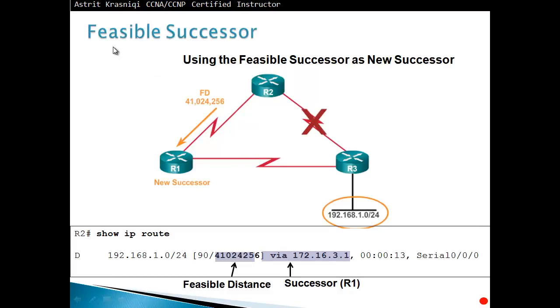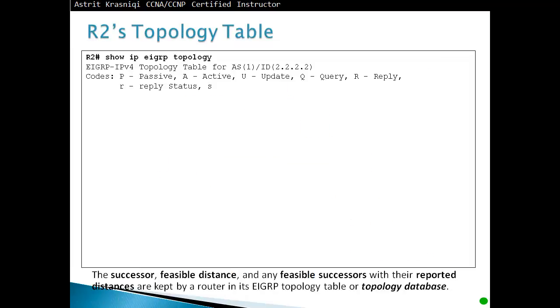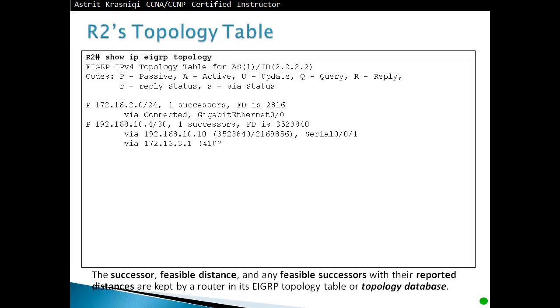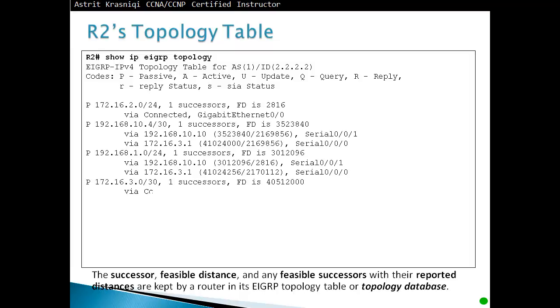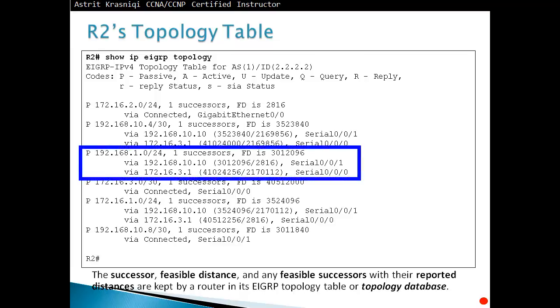So that's when we use the feasible successor as a new successor. If we lose that network, we will right away switch to the next router, which was our feasible successor. And then if we show IP route, we have a new metric. Now R2's topology table. If we do show IP EIGRP topology, here we can see everything, such as what the successor is and so on. We're going to concentrate on one network, so let's pick that network from the topology.